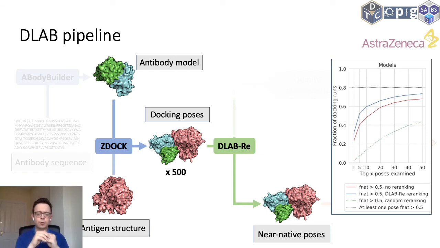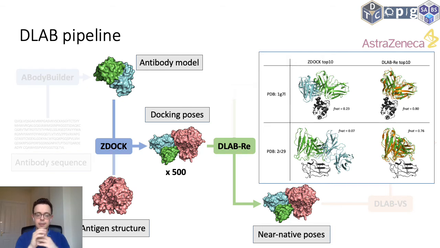Using this input format, we were able to generate the DLAB-RE model, which, as you can see here, is able to improve the ranking of docking poses generated by ZDock over native ZDock, ranking near-native poses more accurately at the top of the pose ranking. And in some cases, as you can see here, this is indeed quite significant, as there are cases in which the DLAB-RE tool does indeed promote very good poses to the top of the ranking, which were missed by the ZDock scoring function as well.